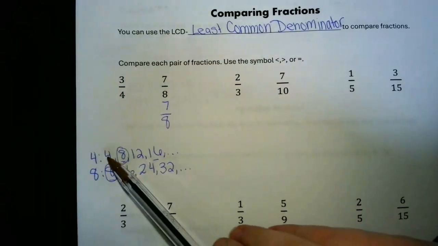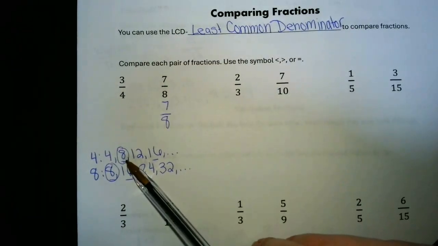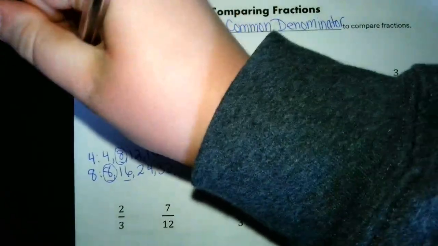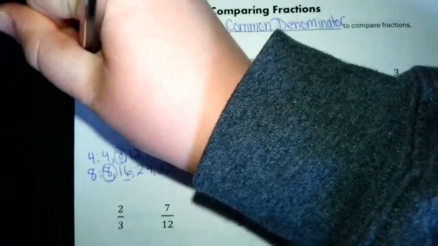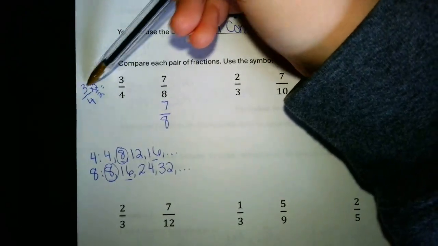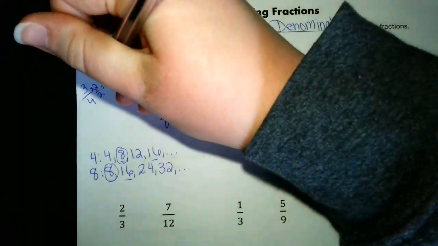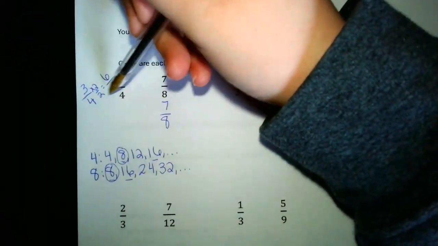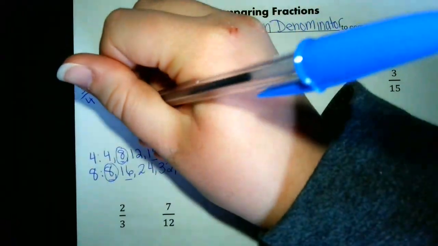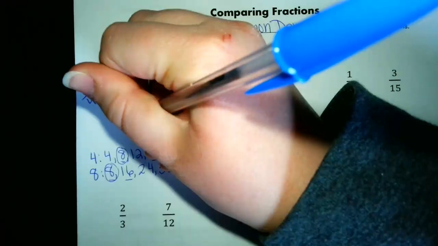What number was that? Well, you go 1, 2. So 4 times 2 gives you 8. So we're going to multiply 3/4 by 2 to get a new fraction. We're finding an equivalent fraction. So 3 times 2 is 6. 4 times 2 is 8. So 3/4 is equivalent to 6/8.